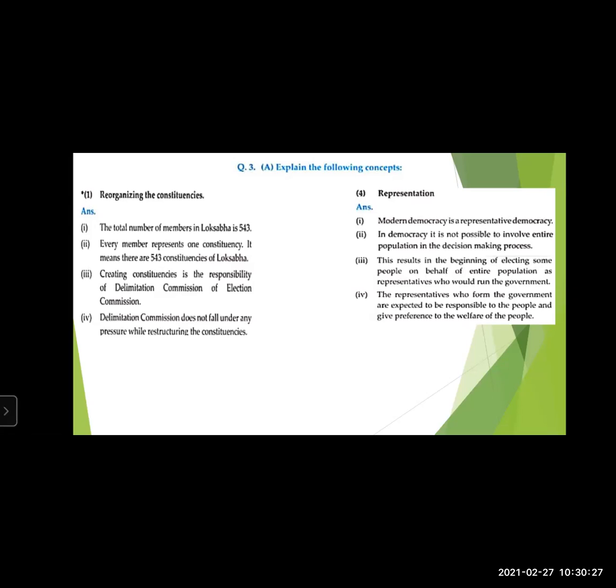Then next is representation. To explain the concept of representation. First point is modern democracy is a representative democracy. Second point, in democracy, it is not possible to involve the entire population in the decision-making process. Third point, this results in the beginning of electing some people on behalf of the entire population as representatives who would run the government. Fourth point, the representatives who form the government are expected to be responsible to the people and give preference to the welfare of the people.